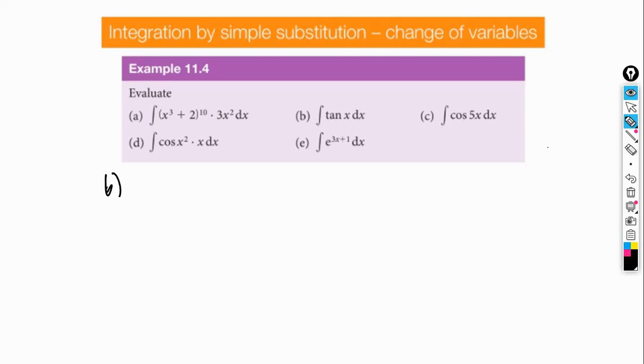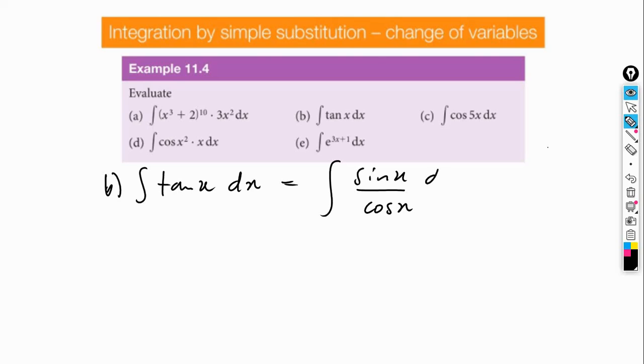For b, they want us to integrate tangent of x dx. Notice that we don't have an antiderivative for tangent. We know that the derivative of tangent is secant squared, but the antiderivative of tangent is not secant squared. So we need to do a simple substitution. How can we do that? Well, if we say u is equal to tangent of x, we don't have secant squared of x. So we're going to have to express tangent in terms of sine and cosine. So this is the same as saying sine of x over cosine of x dx.